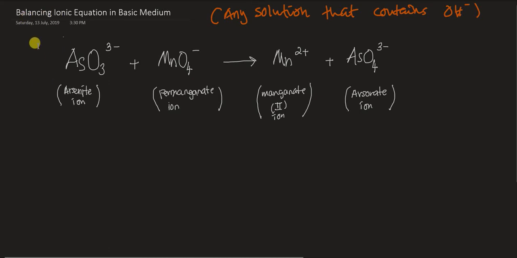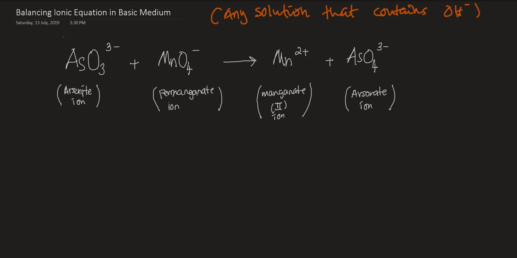Hello everyone. In this video, I'm going to show you how to balance ionic equations in basic medium. A basic medium is a solution, usually where this reaction happens, that contains hydroxide ions, or OH minus. For us to balance ionic equations in basic medium, the steps are similar to the ones I showed you in the previous video, where we do it in acidic medium. The only difference is that this step is slightly longer.